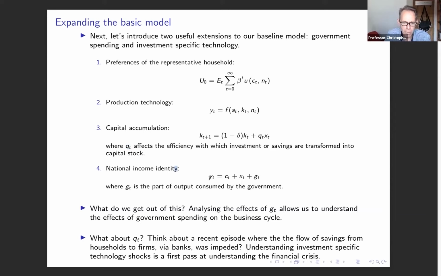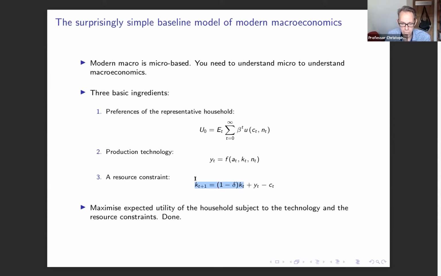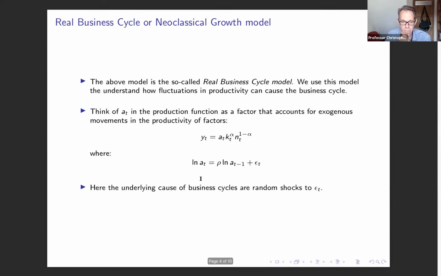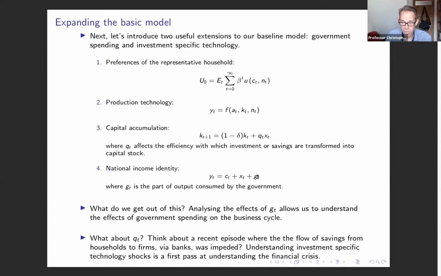Well, we have our capital accumulation constraint, just what we saw before, this thing here. If this bit is investment, then we can simply rewrite this as here. National income identity: output is equal to consumption plus investment plus government spending. So that's how you add government spending to the model.